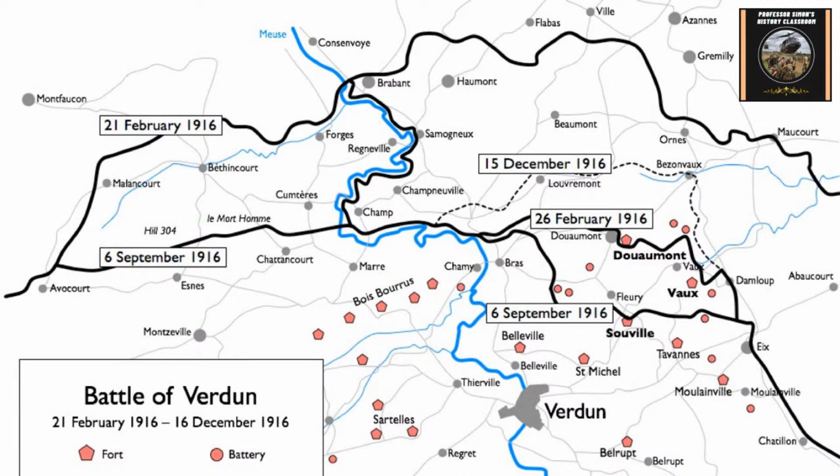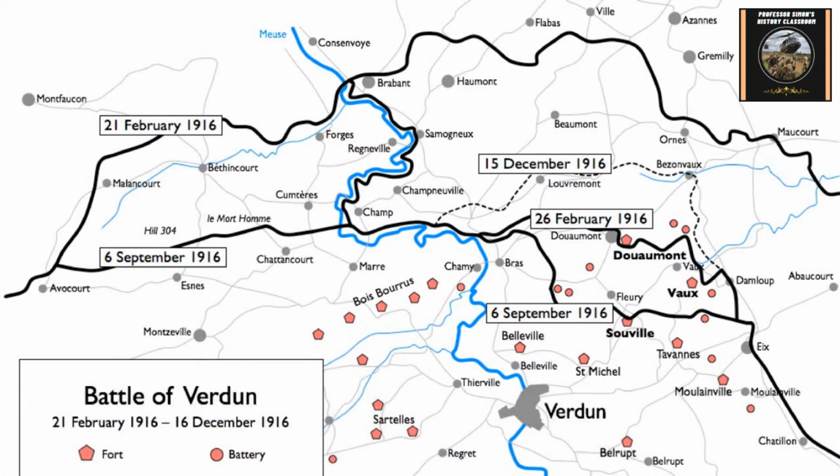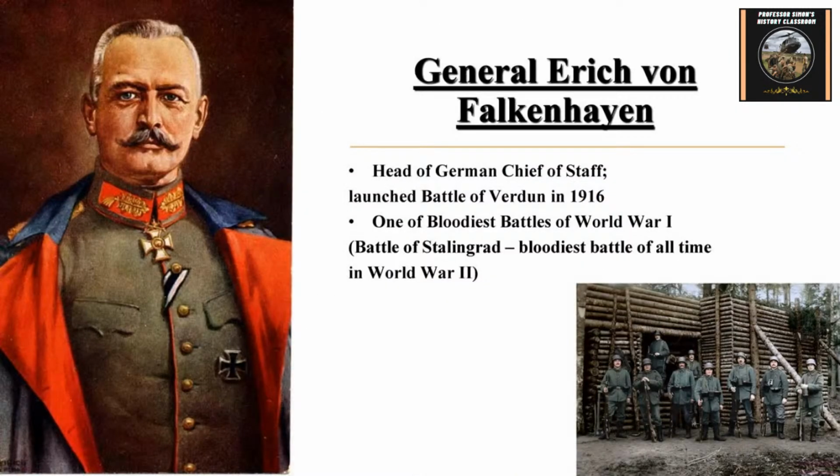They fought around several forts, which you can see there. I think the three that they show on the map are Fort Douaumont, Fort Vaux, and also Fort Souville. Those three forts are the ones they fought for strategic control around the Meuse River. And the actual brainchild of this operation was this German general named Erich von Falkenhayn, the head of the German chief of staff, the main general at the beginning of the war, that kind of fights the French and the British on the Western Front in 1916.